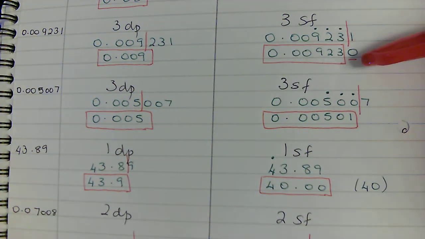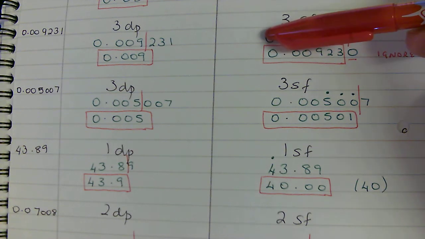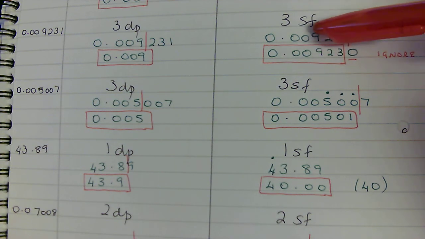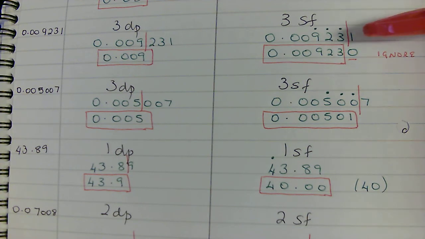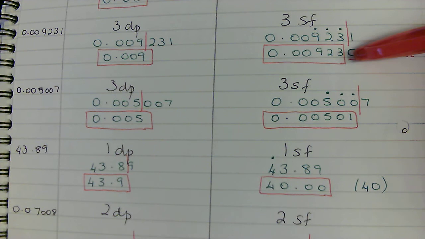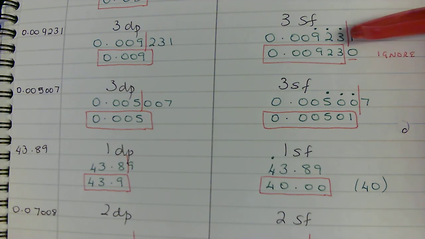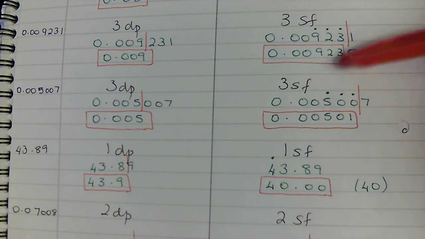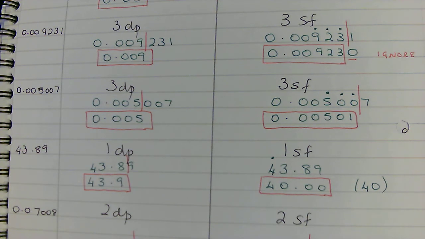3 significant figures. Remember, we don't start counting significant figures until we hit the first non-zero digit. In this case that's the 9. Count 3 of them. 1, 2, 3. Ignore, but put a placeholder in. This 1 after the cut-off point isn't big enough to affect the 3, and so to 3 significant figures we have 0.00923. And in that case again you would ignore the final placeholder because it's a decimal.